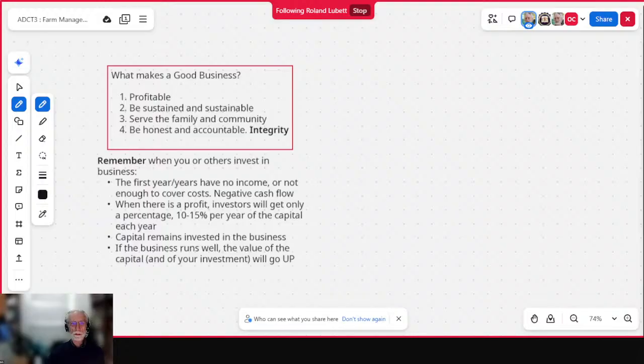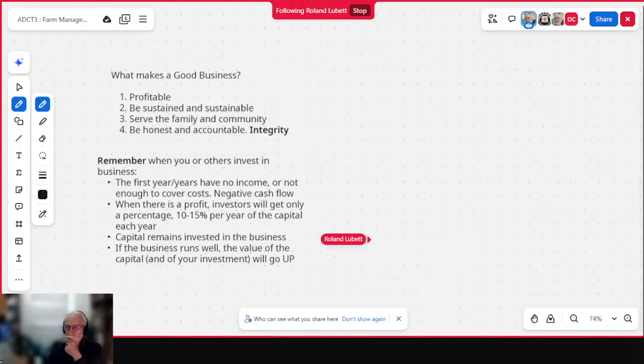Any questions about that or comments? So the important thing is that people's expectations should not be unrealistic. They should not be too high. Any questions or comments? Anyone? Thank you.